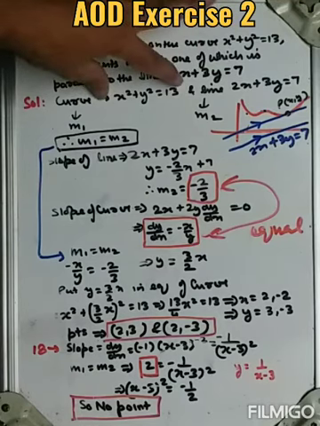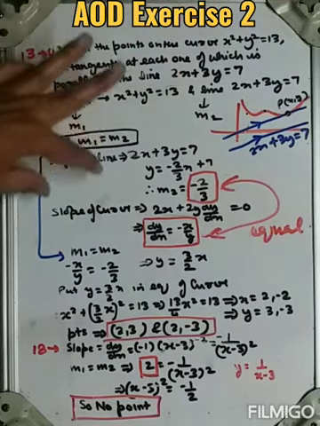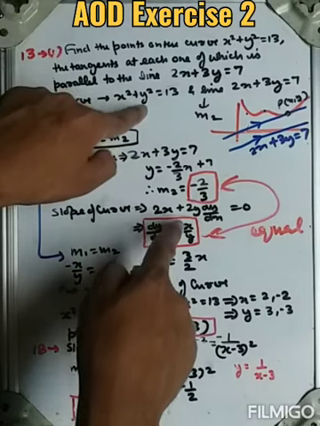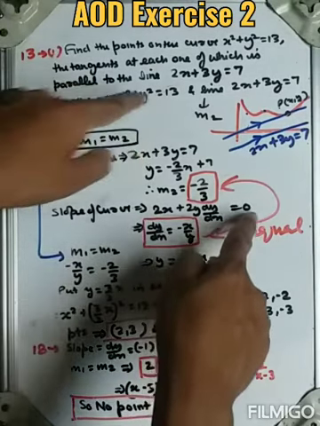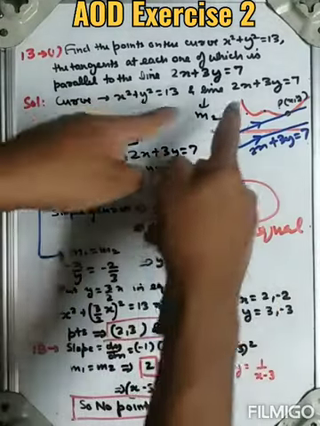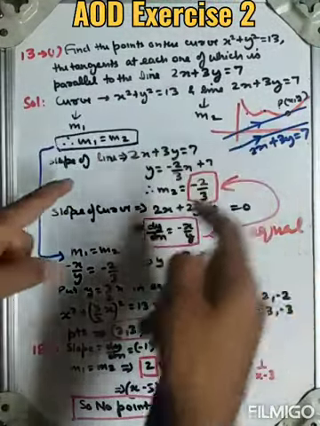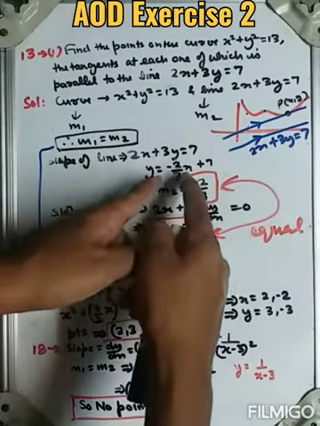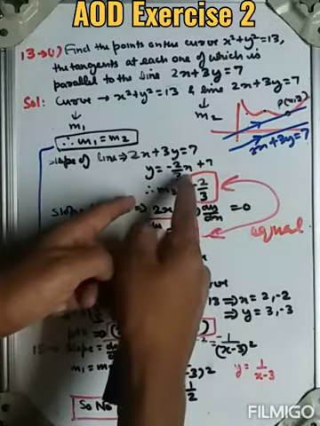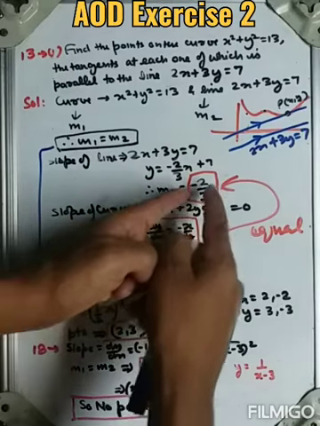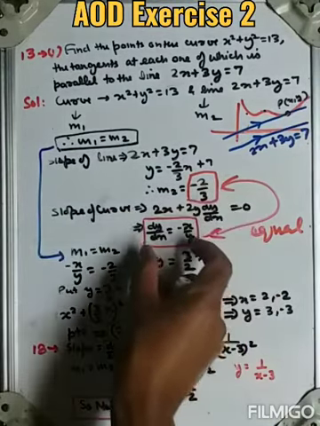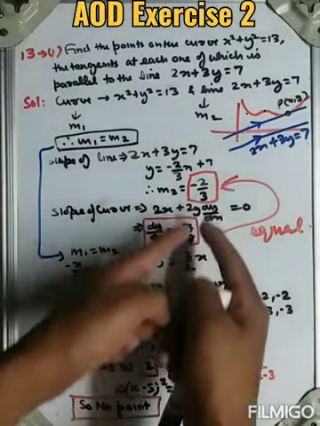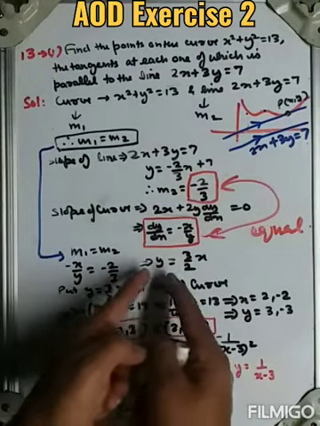Take out the slope of this curve by differentiating. We have differentiated: x square gives 2x, y square gives 2y dy by dx, 13 gives 0. This is the slope. Take out the slope of this line also, because these two lines are parallel. So how to find the slope when the equation of a line is given? Put it in the form y equals mx plus c. Whatever is the coefficient of x is m. This is also a slope, and these two lines are parallel, so the slopes should be equal. Put the two slopes equal and take out the value of y.